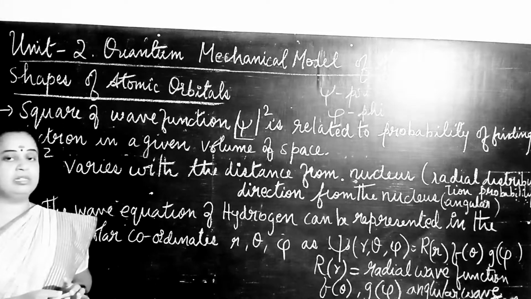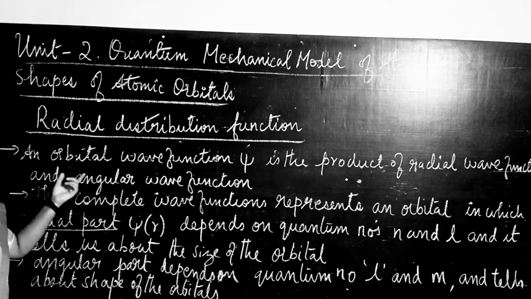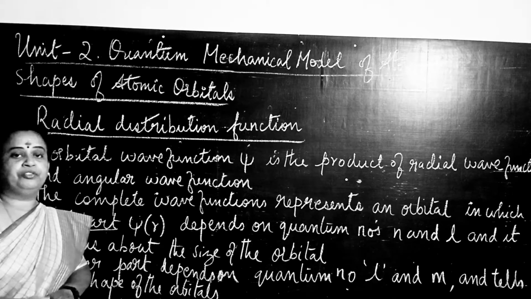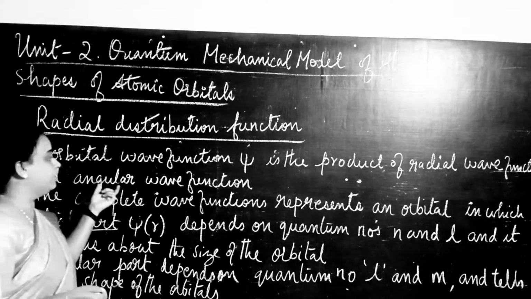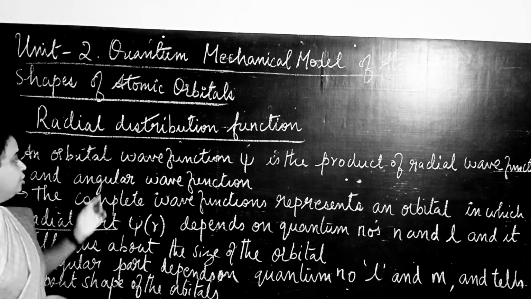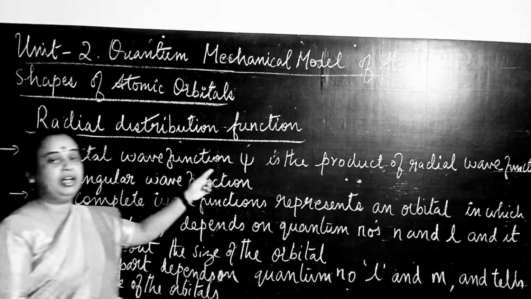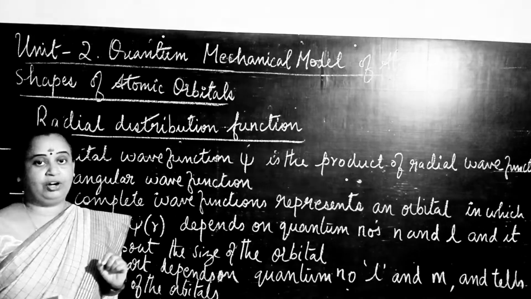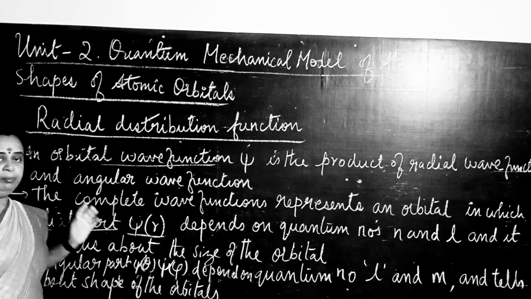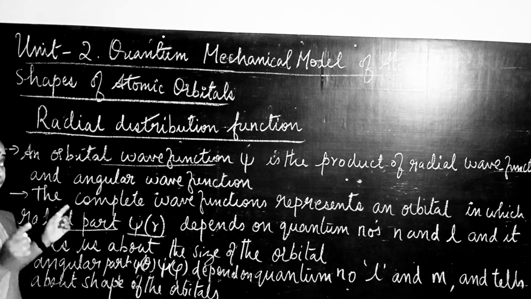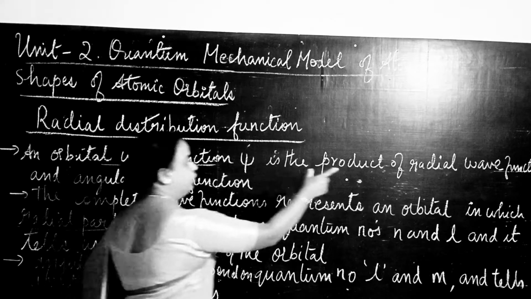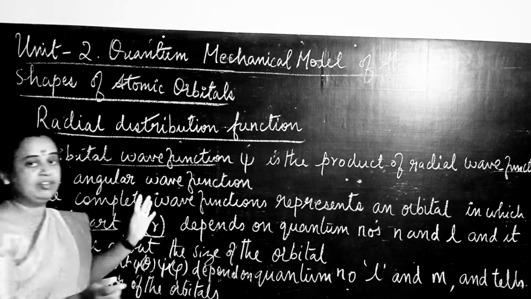Fine. So the orbital wave function psi is a product of the radial wave function and the angular wave function. So what is the orbital wave function? It is the product of the radial wave function and the angular wave function. The complete orbital wave function has two parts. Why do I say two parts? Because it is a product of the radial wave function and the angular wave function.